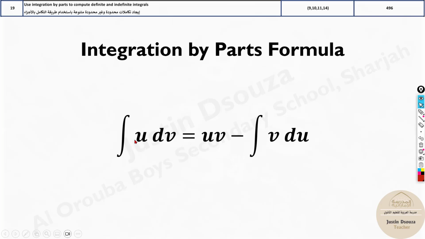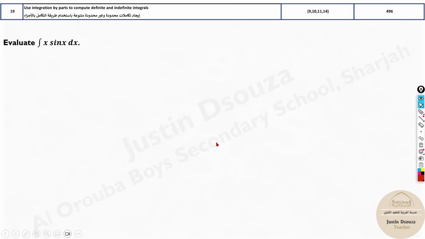Whatever is considered to be u will be derived, dv will be integrated, and we find out this v. So from the given question itself, we do it. And then these three terms, u, v, and du, are found out from these assumptions, and we use this formula. So now let's look into a problem.